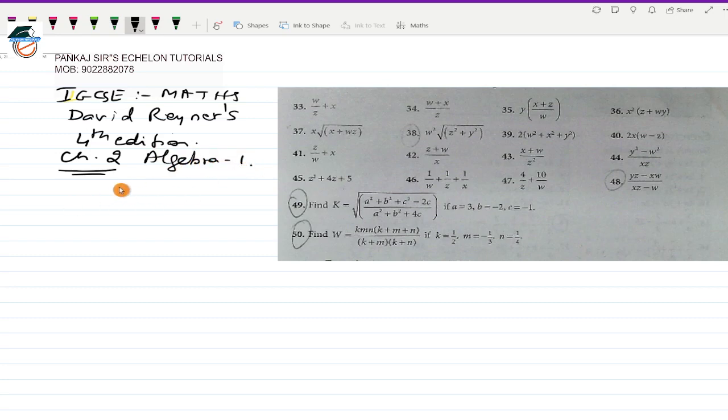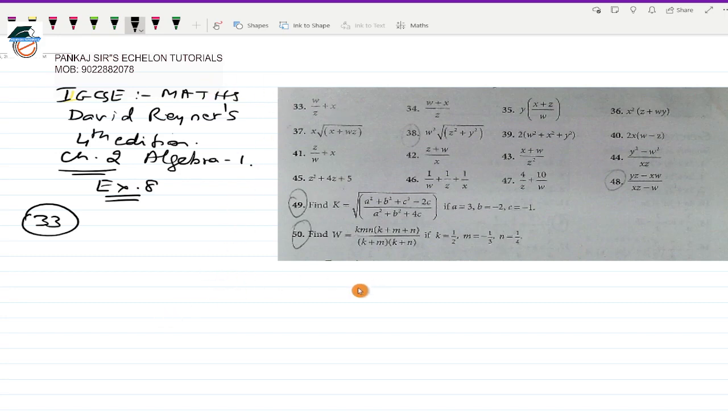We were on exercise 8, and I have already completed up to 32 questions. So in today's session we are going to start with question number 33. I suppose this is video number 21. For these questions, you'll have to take the values of w, x and y that are given here. Let me write them down because they're not on your screen right now.